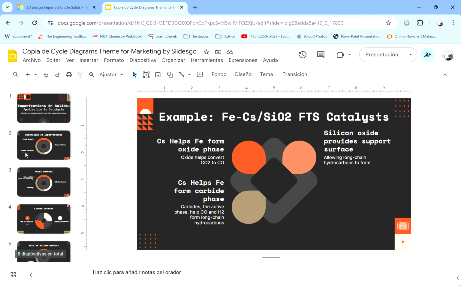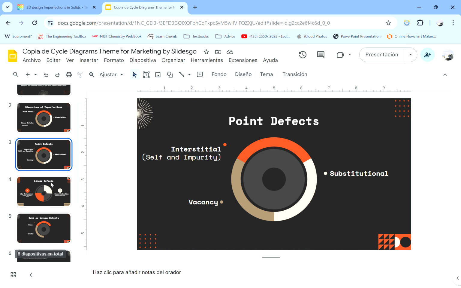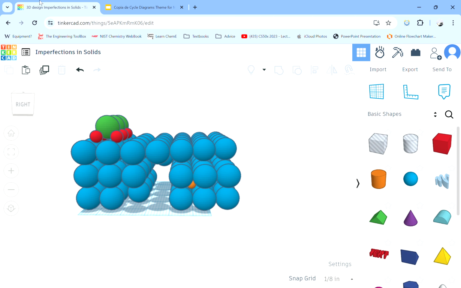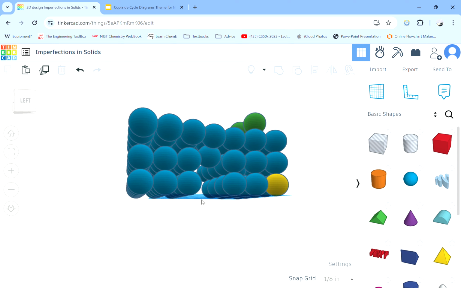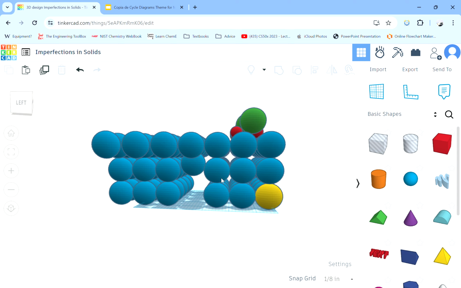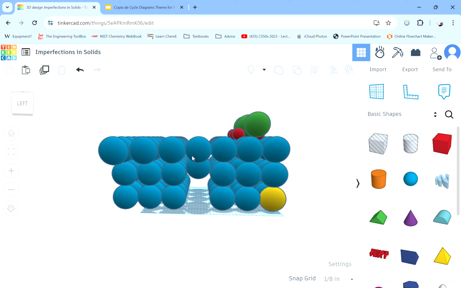Here we will reference the PowerPoint for review of the names. As an interstitial example, we have a self-interstitial atom over here. Now, as you can see, we have 3 and 3, 3 and 3, and then there's an extra column in this row of atoms.